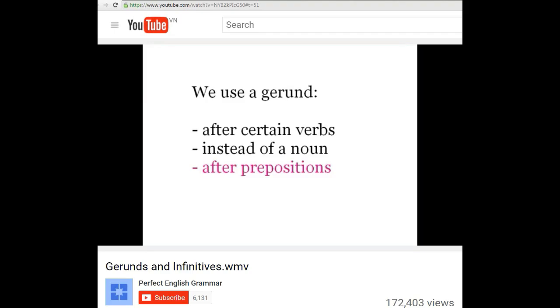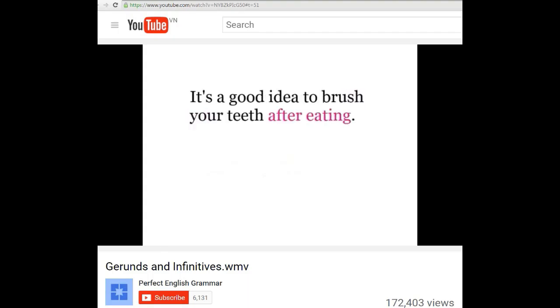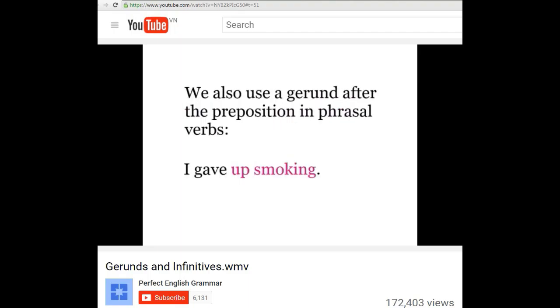A third way we use a gerund is after prepositions. I drank a cup of coffee before leaving. It's a good idea to brush your teeth after eating. We also use the gerund after the preposition in phrasal verbs.